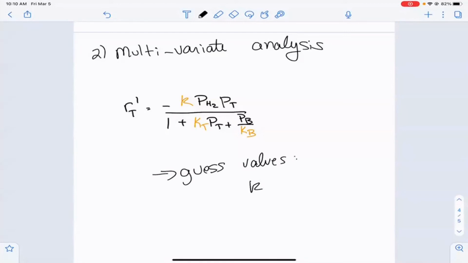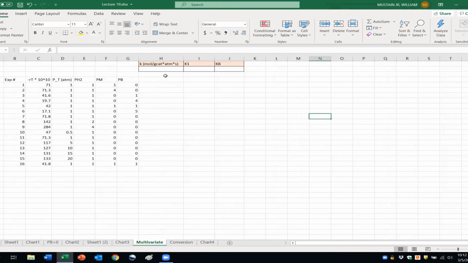So we said that the reaction rate constant was equal to 1.40 times 10 to the minus 8. We said that KT was 1.0, and KB was equal to 0.79. So let's see if those are correct using our multivariate analysis. Here's what I did. I set up an Excel spreadsheet where I first inserted these values for the equilibrium constant. That's multiplied by a factor, but that doesn't matter here, times K, and there's KB.